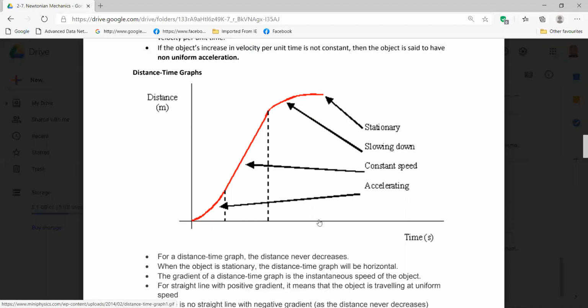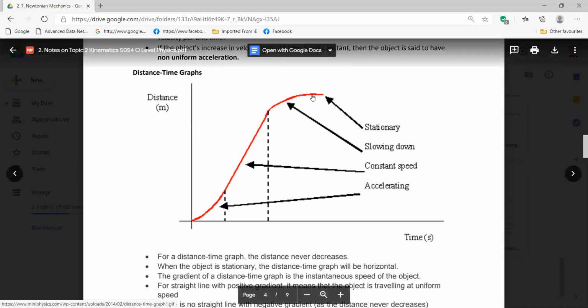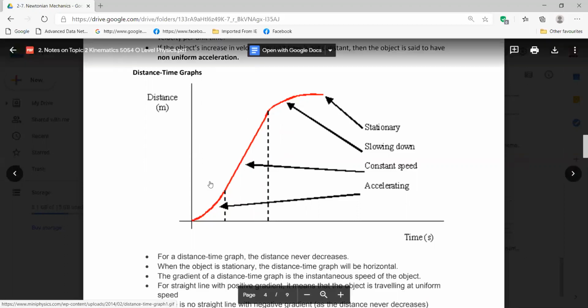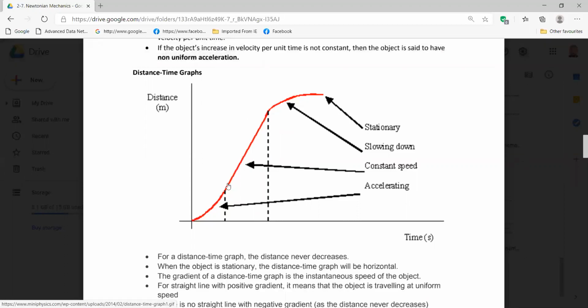See, the time is increasing, but the distance remains the same. That's why we can say it is stopped, we can say rest, we can say stationary. And in a distance time graph, we get constant speed if there is one straight line like this.